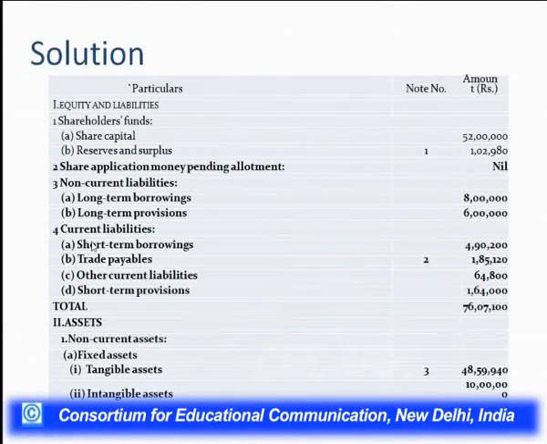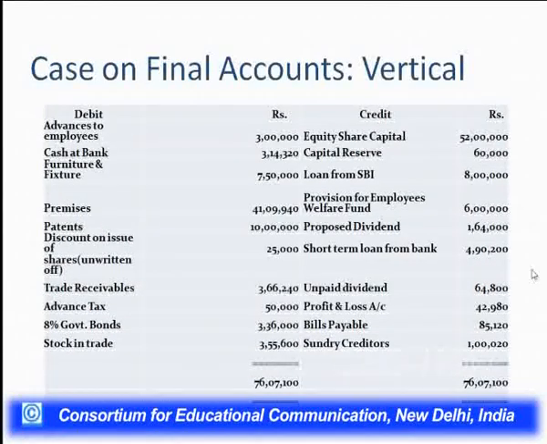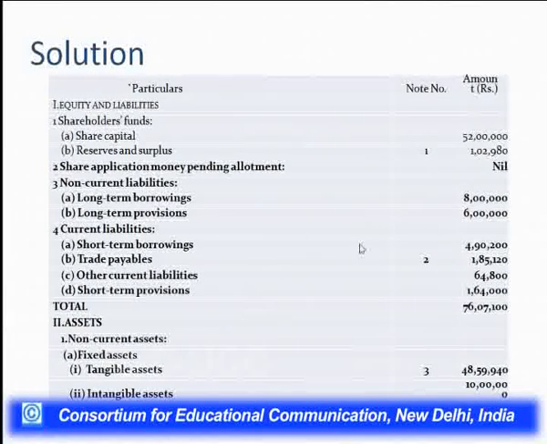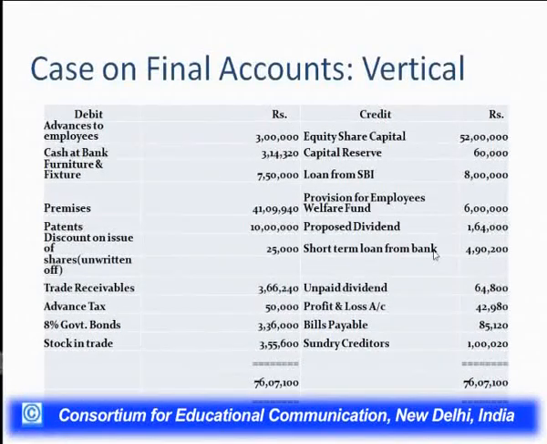The next item is current liabilities. So current liabilities are here, short-term borrowings. So, 4,90,200. So let's have a look, how did we get this short-term borrowings, right. So amount is 4,90,200, and this is the first item under current liabilities. So let's have a look under the items.